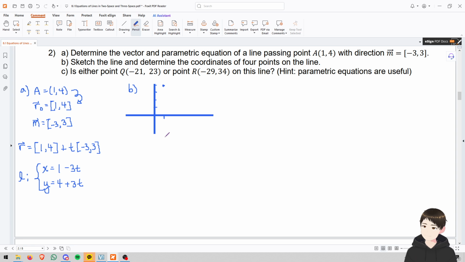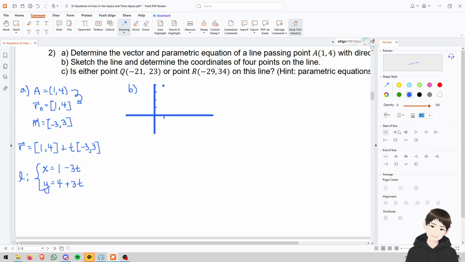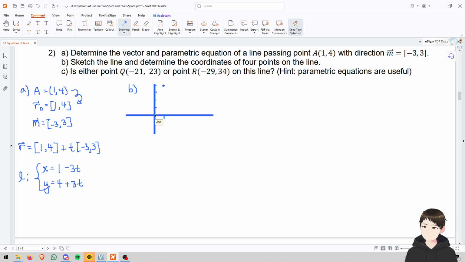So that's (1, 4). So I don't want such a large arrow. Okay, that's my position vector. And my direction vector moving along is going to be (-3, 3). So it's going to be -3 and +3 this way. That means it could also be in this way, and so on and so forth, depending on how many parameters that I am going through. Okay, something like that. There's my line.